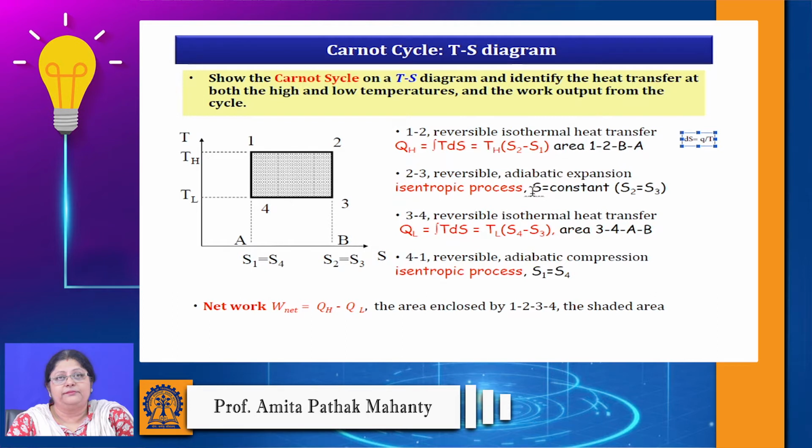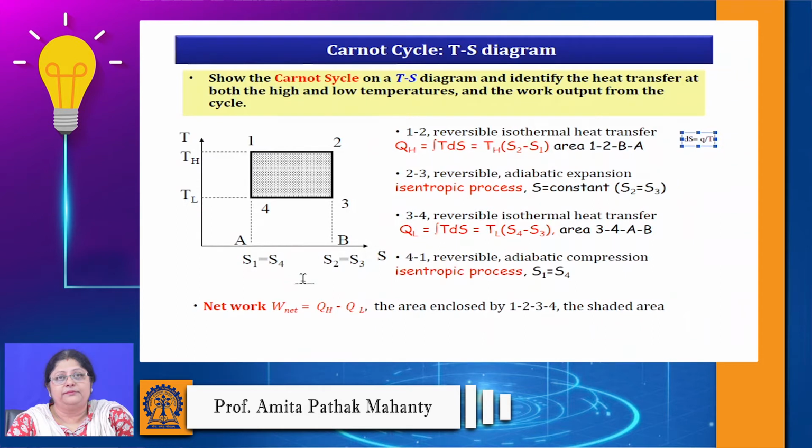Now I go from point 2 to 3. What was that process? That was an adiabatic process, adiabatic expansion. In adiabatic expansion, the entropy change is 0. That means the entropy at points 2 and 3 will have the same value. So I can join a line.